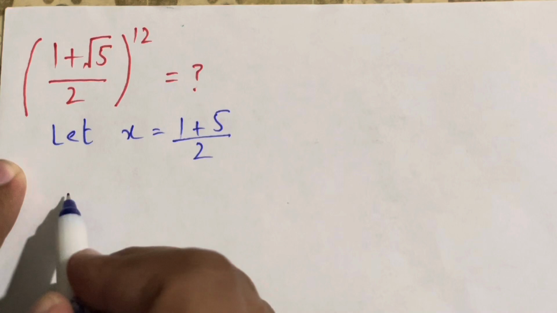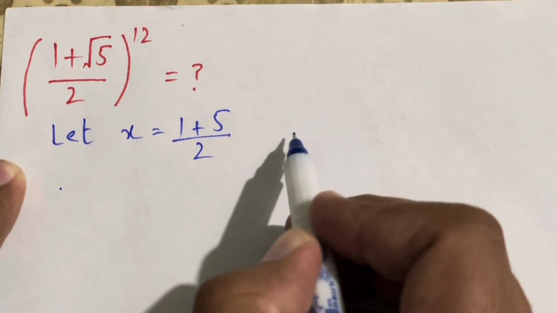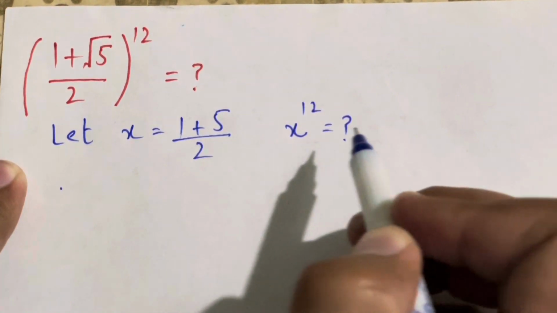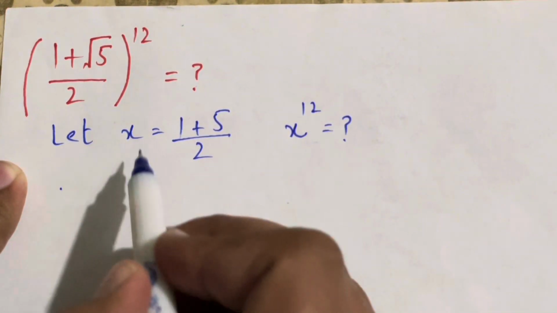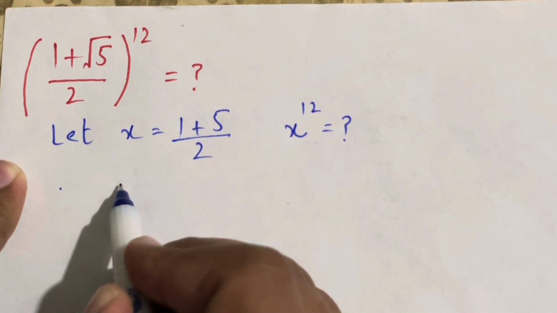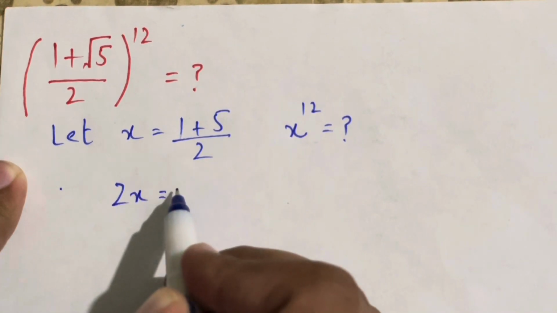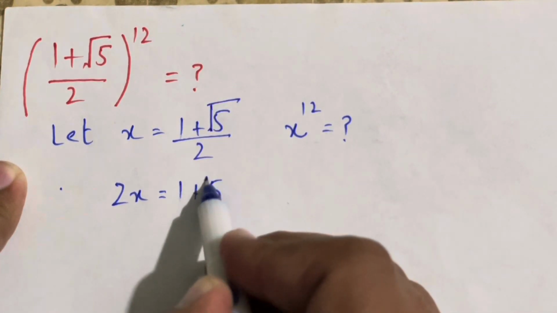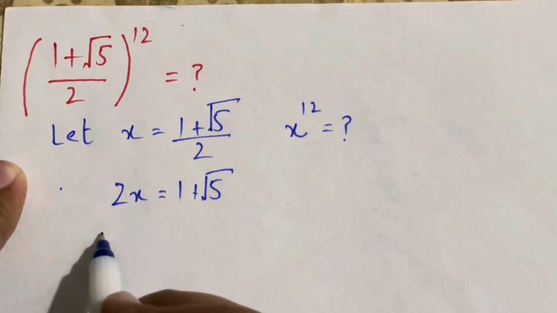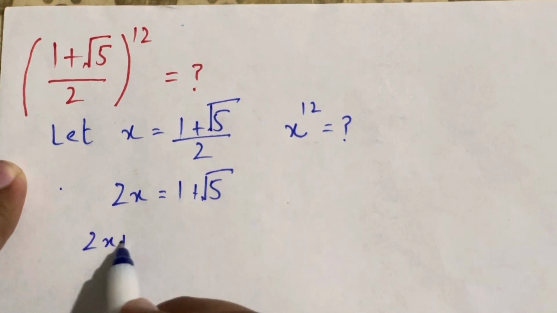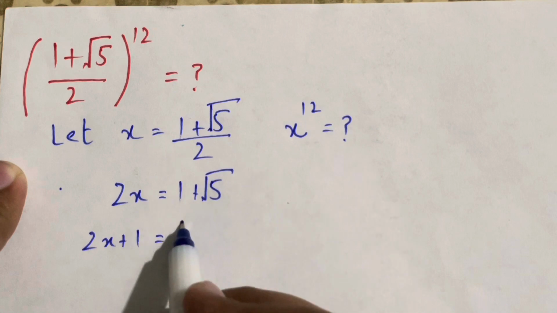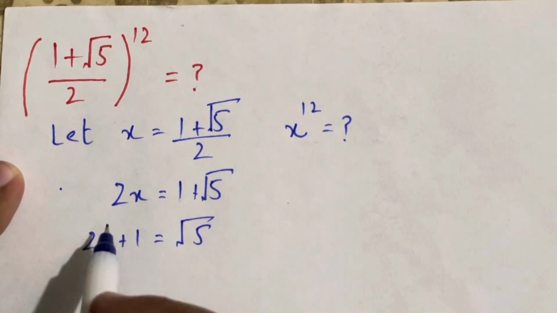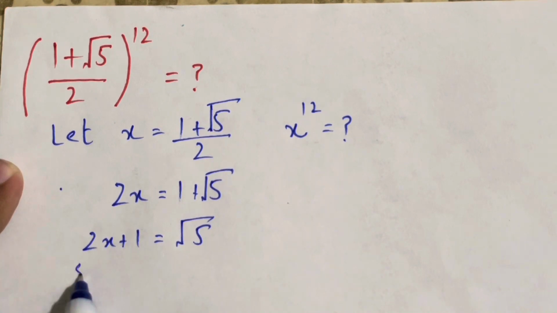So the equation becomes x power 12, and I have to find out this value. From this I can write 2x equal to 1 plus square root of 5, and I can write it like that: 2x minus 1 equal to square root of 5. So now I am going to take the square.